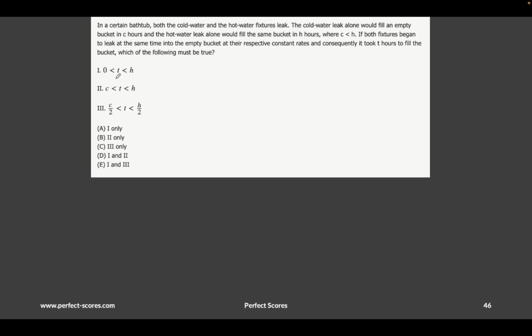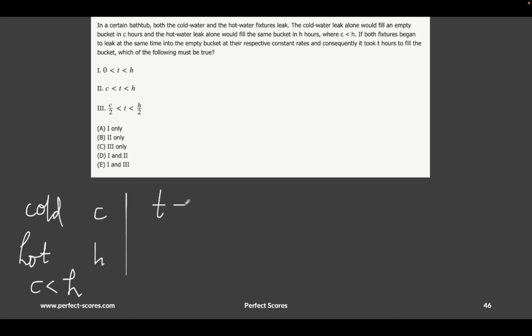Okay, so let's see this question. This question says that in a certain bathtub, there is a cold water tap and a hot water tap, and there's a leak. The cold water leak can fill a bucket in C hrs, and the hot one can fill the bucket in H hrs. And we know that C is less than H. So the hot water leak takes a longer time than the cold water leak. If both fixtures began at the same time, they would take T.